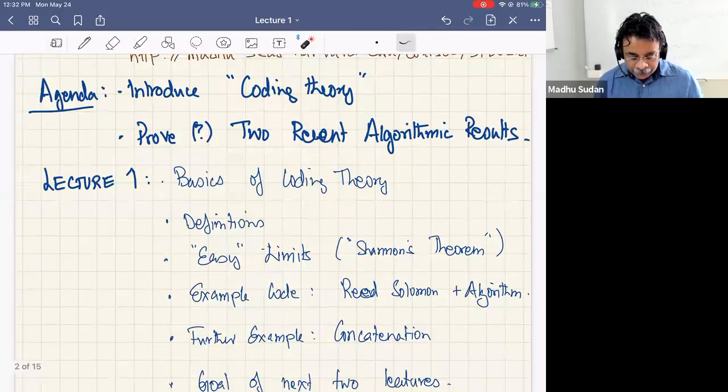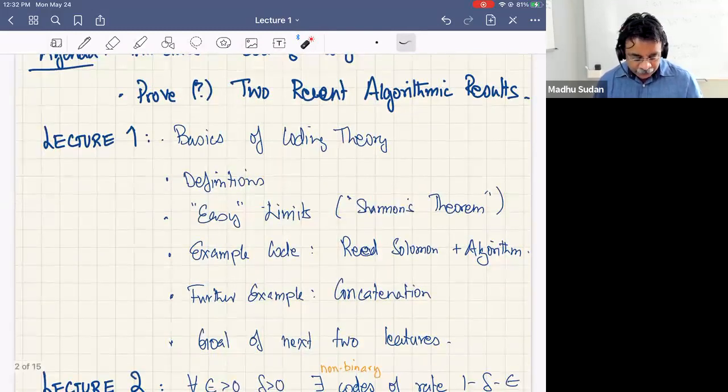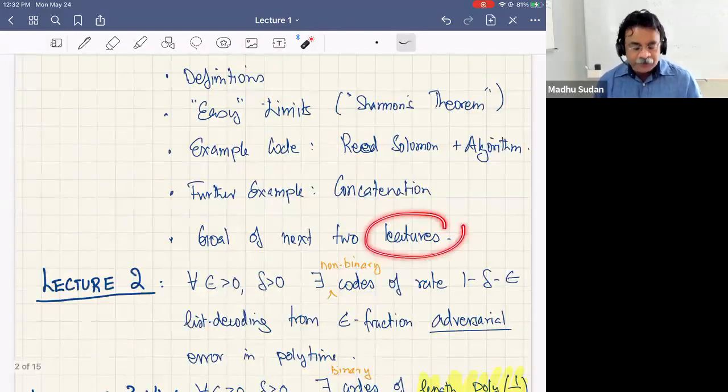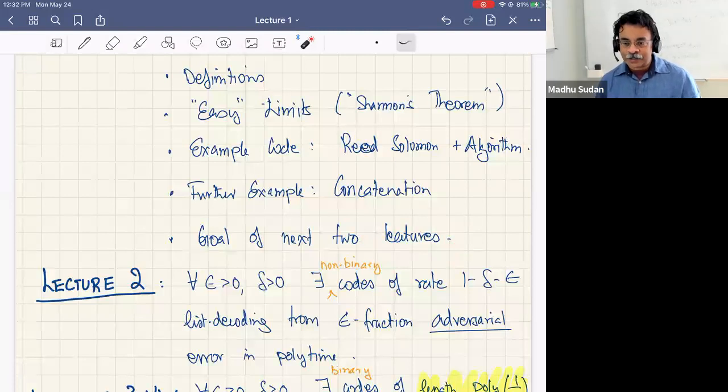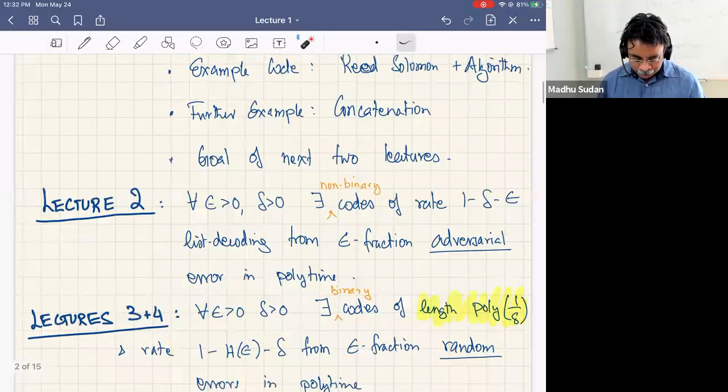So today, mainly to tell you about the basics of coding theory, and hopefully I'll at least be able to tell you what the goal is for the next lecture and give you a little bit of a sense of what we're going to do in the future.